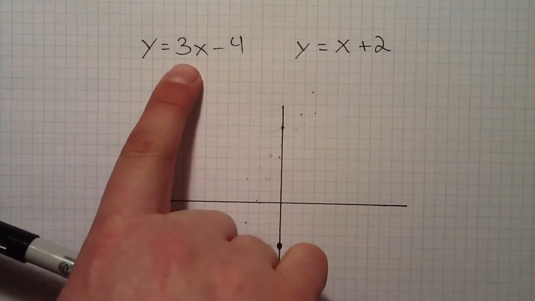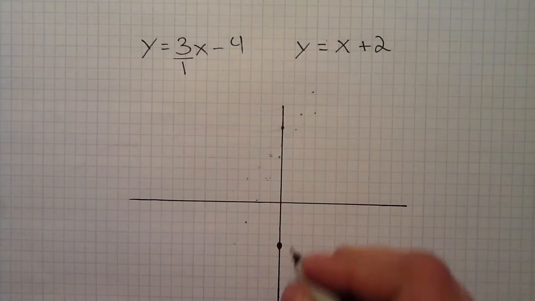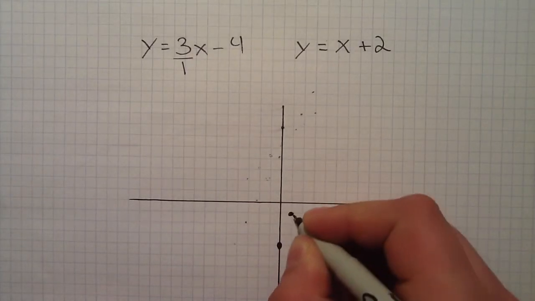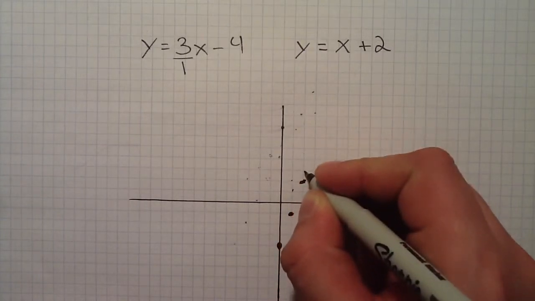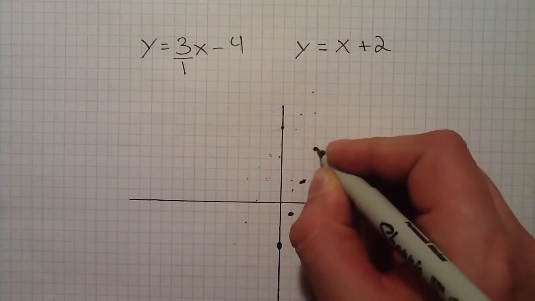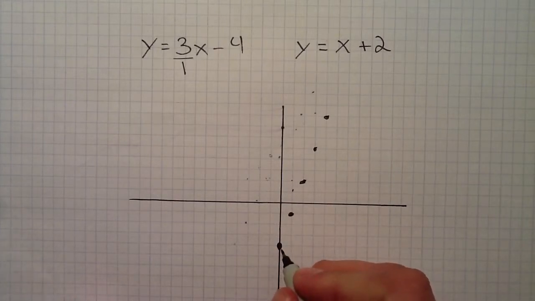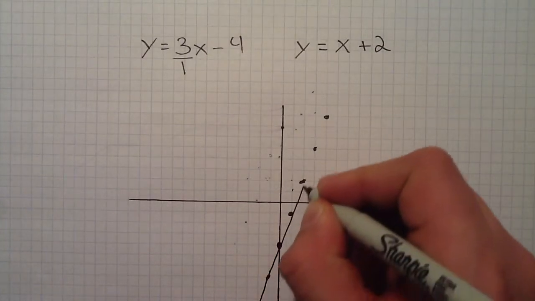Now I have this 3, which is my slope, 3 over 1. So from the b point, I rise 3, 1, 2, 3, run 1. Rise 3, run 1, and I keep repeating this. And again, I can go from my original point. Instead of rising 3, I'm going to go down 3, 1, 2, 3, left 1. And draw myself in a nice straight line.